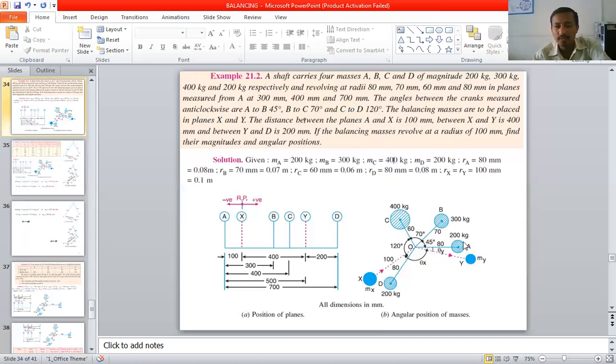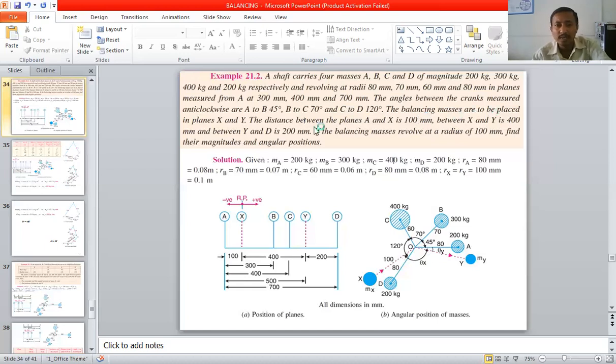The angles between the cranks measured anti-clockwise are as follows. We have not been given a reference, so the first mass you can take horizontally. If nothing is mentioned, A to B it is 45 degree, B to C it is 70 degree, and C to D it is 120 degree.